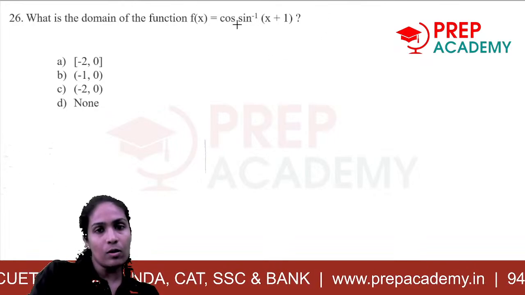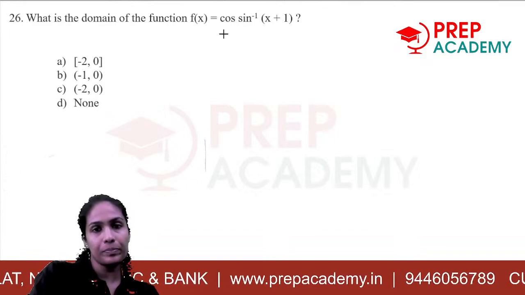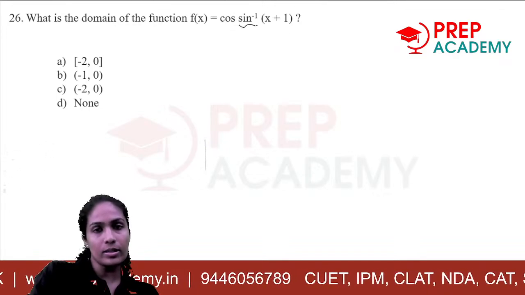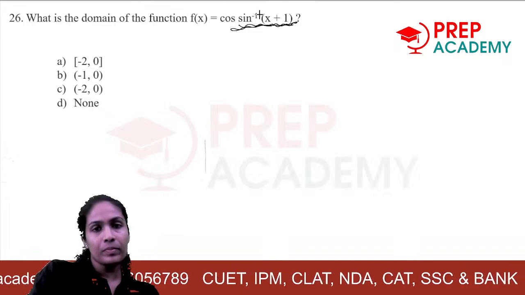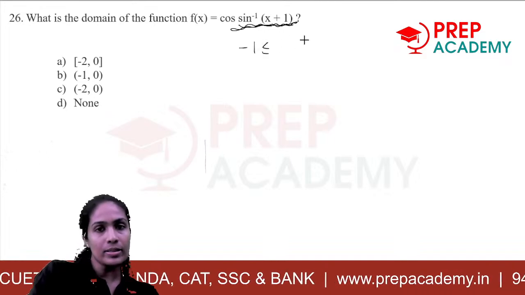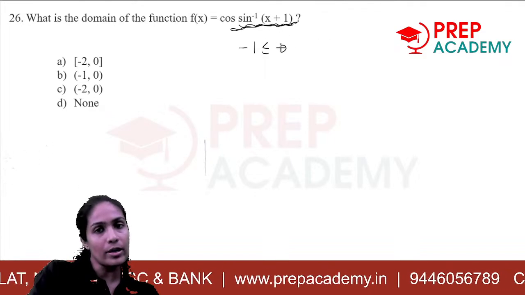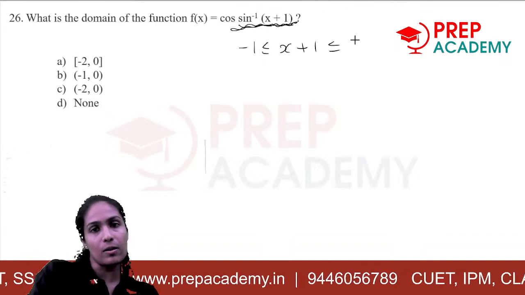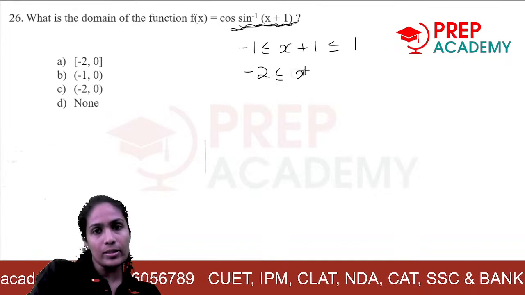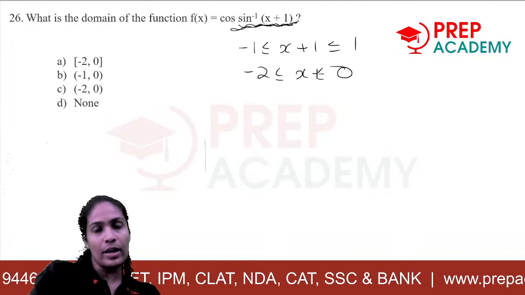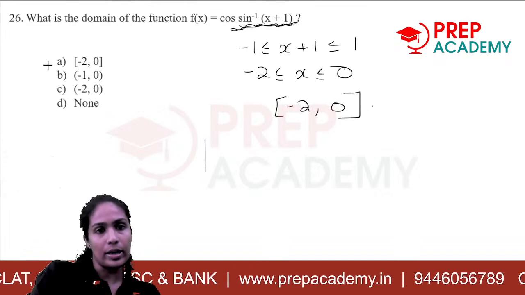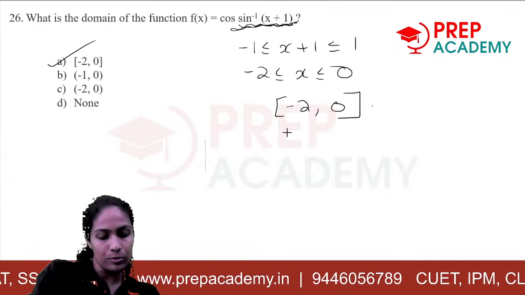So first take the cos function. Domain of cos of sin inverse. So you can consider the domain of sin inverse. Domain of sin inverse is minus 1 less than or equal to x less than or equal to 1. But here in place of x, you have x plus 1. So minus 1 less than or equal to x plus 1 less than or equal to 1. Minus 2 less than or equal to x less than or equal to 0. x varies from minus 2 to 0. So minus 2, 0. Option A. Closed interval minus 2, 0.